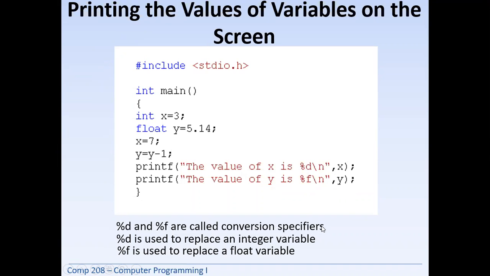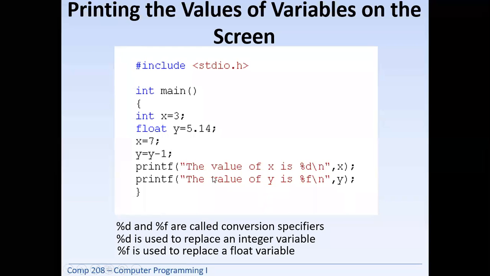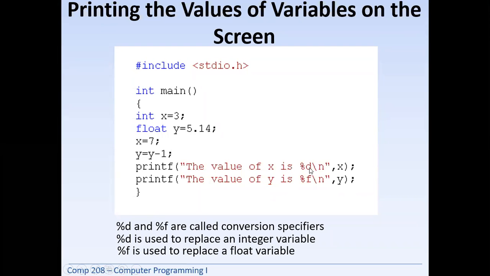I will explain it. %d is used to replace an integer variable. %f is used to replace a float variable. So the printf command will print everything between quotation. For the value of x is, we cannot put 3 or 5 or 7 by hand. So x is a variable here, and the comma x here.